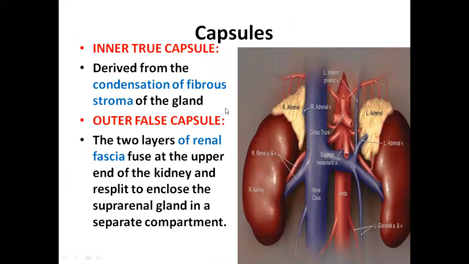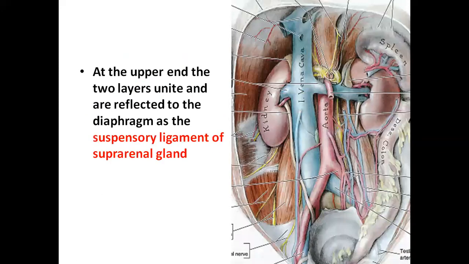Now, the inner true capsule is derived from the condensation of the fibrous stroma of the gland. The outer false capsule is the two layers of the renal fascia which fuse at the upper end of the kidney and re-split to enclose the suprarenal gland in separate compartment. Now, at the upper end of the two layers united, we have seen in the previous lecture just now, they are uniting and are reflected to the undersurface of the diaphragm in the form of suspensory ligament of suprarenal gland. Okay?